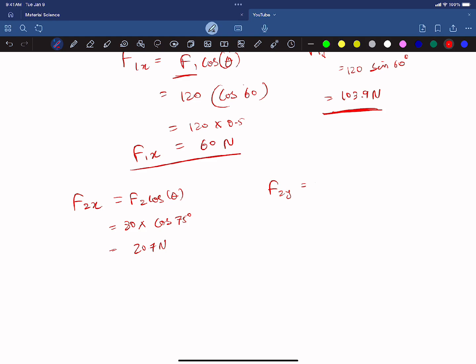F2y will be F2 sine theta, 80 times sine 75. So sine 75 will give you some value and you have to calculate this, and you will get 77.3 Newton.